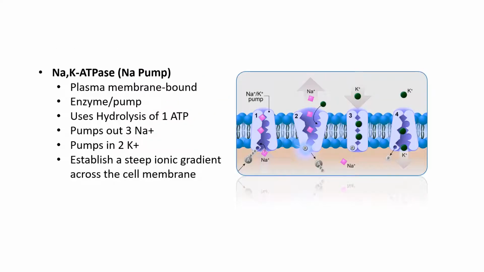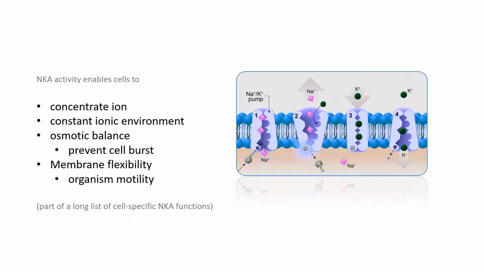So sodium pump is a plasma membrane bound enzyme or pump that uses hydrolysis of 1 ATP to pump 3 sodium out, 2 potassium into the cell, and by its activity it establishes a steep ionic gradient across the cell membrane. Due to the activity of sodium potassium ATPase, cells are able to concentrate ions.